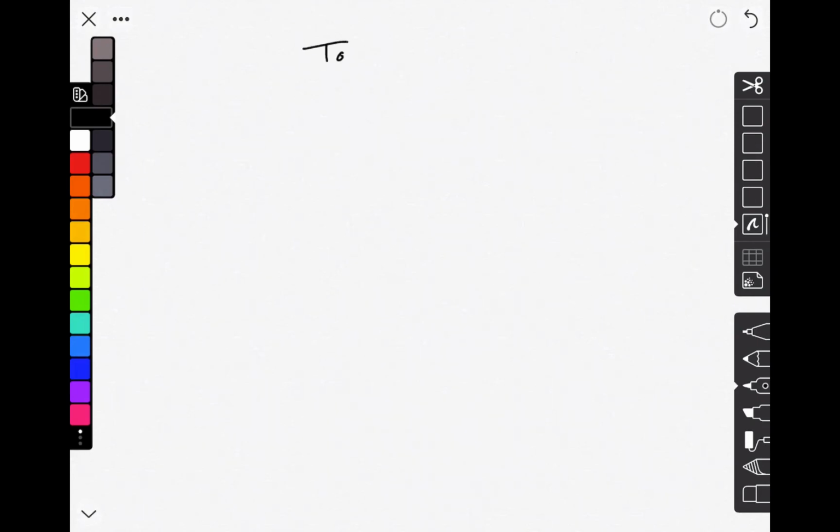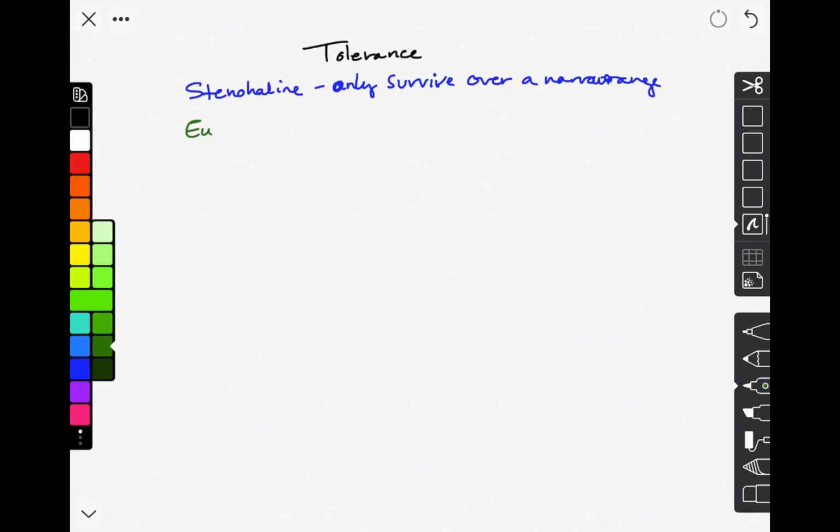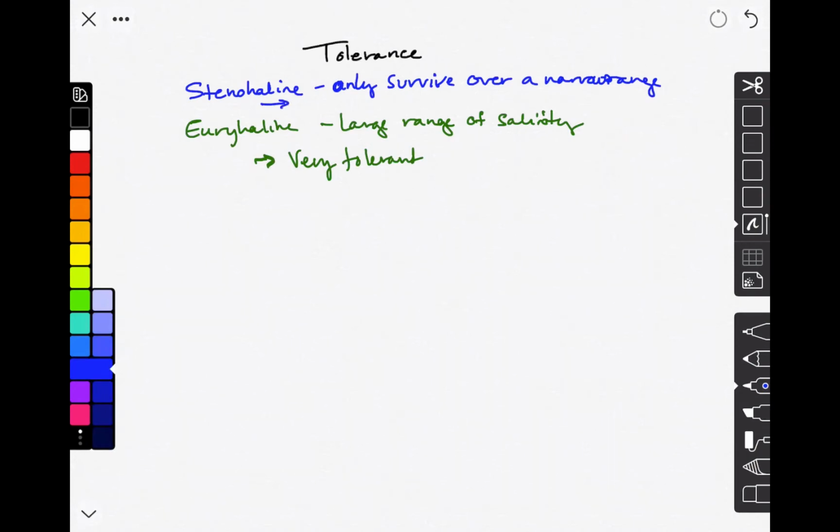So I want to talk about tolerance. And you have two types. You have stenohaline, which are basically non-tolerant. These are animals that can only survive over a narrow range of salinities. And then you have euryhaline, and this is a large range of salinity. So these guys are very tolerant to different conditions, and these guys are not tolerant. Okay?